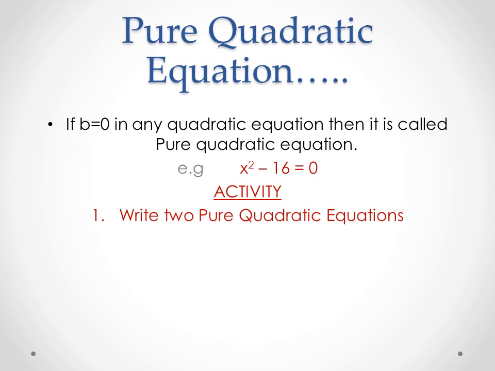If b is equal to 0 in any quadratic equation, then it is called a pure quadratic equation. What does that mean? It means that the variable x is not involved in the equation. Only x square and a constant value is involved. Then we will say that this is a pure quadratic equation. X is not involved, or we can write 0x, which automatically means that there is no value of x involved. The example is x square minus 16. You can see that variable x is not involved here. I have not written it, so it is a pure quadratic equation. Now take some time to write two pure quadratic equations by yourself.